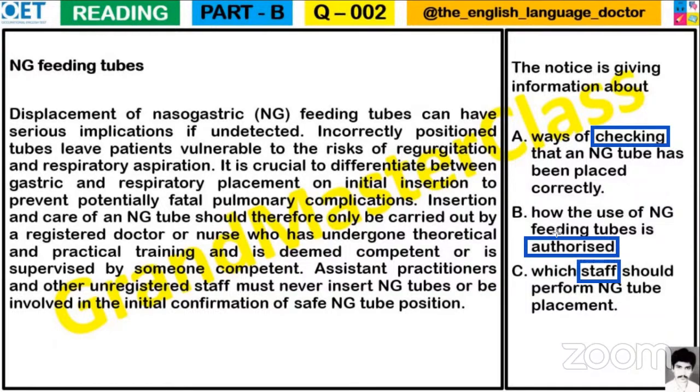So now these are the words. Now, if you see very carefully, the points are checking or authorization or staff. So how to check, how to use, and which staff should perform. So checking, using, and performing. Okay, fine. Authorization or which staff? Now see here, it's very clear, right?